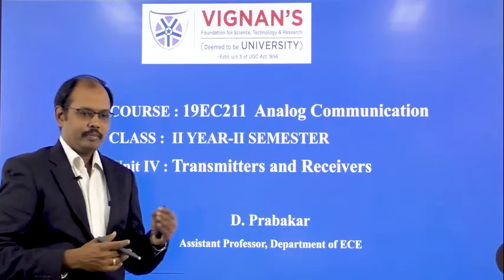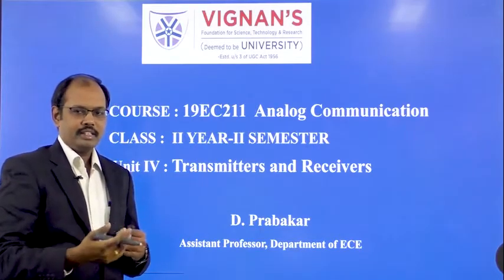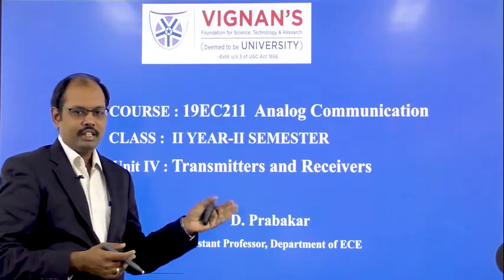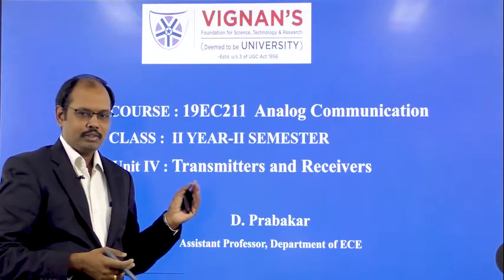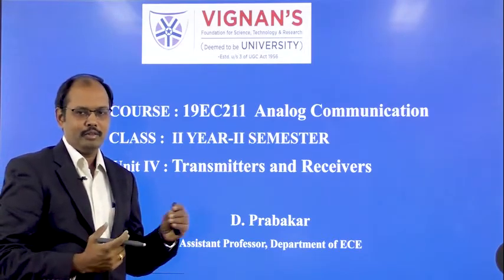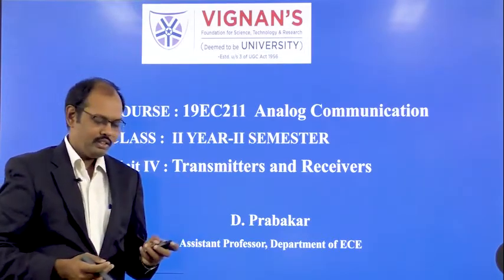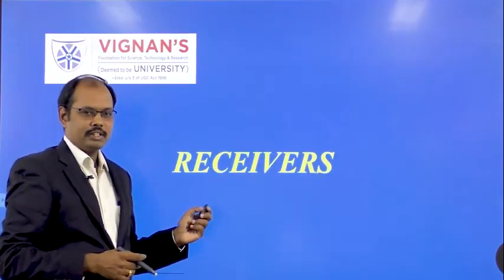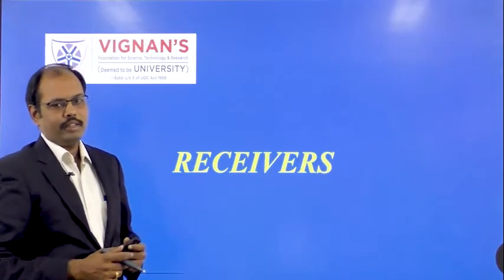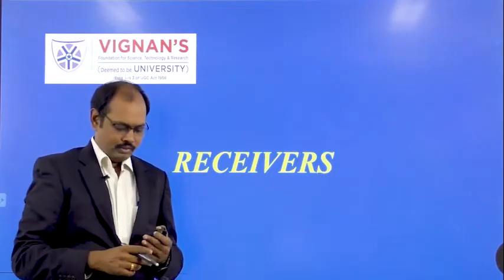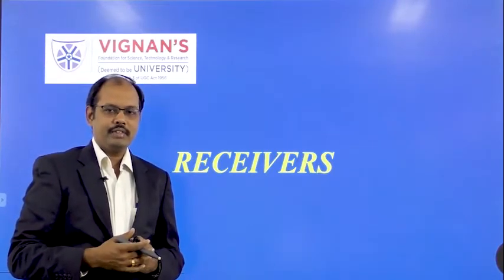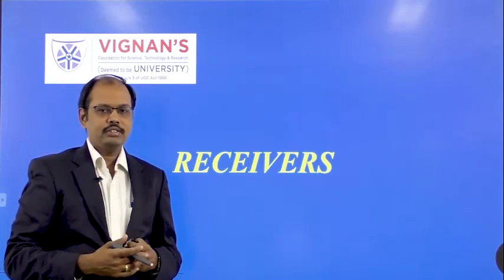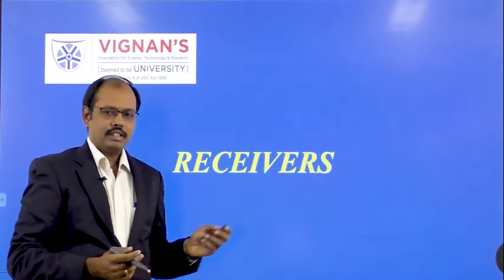In the transmitter we are transmitting the signal, converting it into electromagnetic waves and transmitting. At the receiver, once again you will be receiving the same signal and you have to get back the original message signal. So in this lecture we will discuss the receiver. Normally we have two types of receiver. One is called the TRF receiver, tuned radio frequency receiver, and the next one is called the superheterodyne receiver. We will discuss one by one.